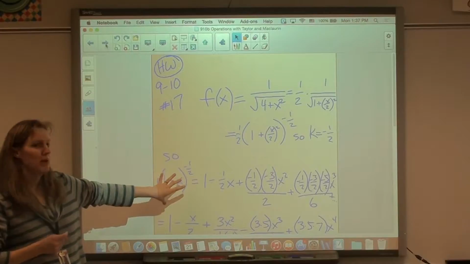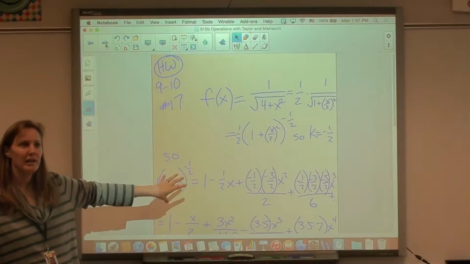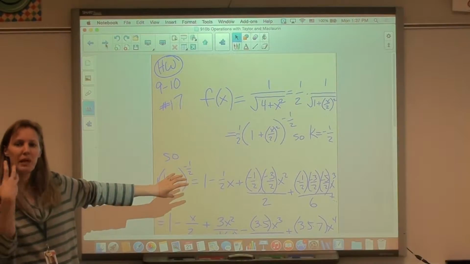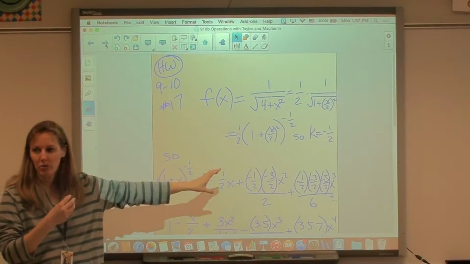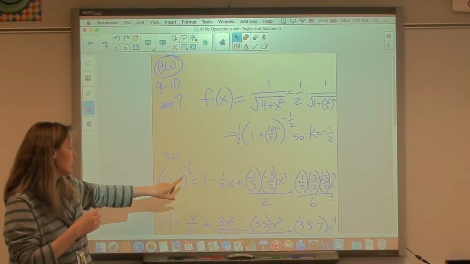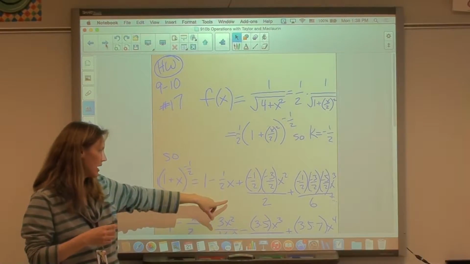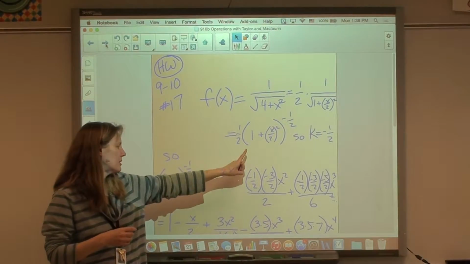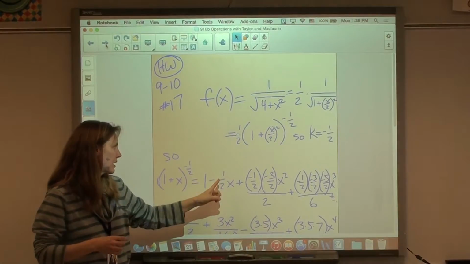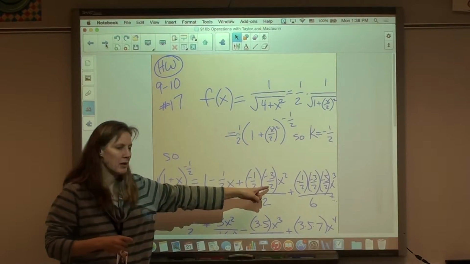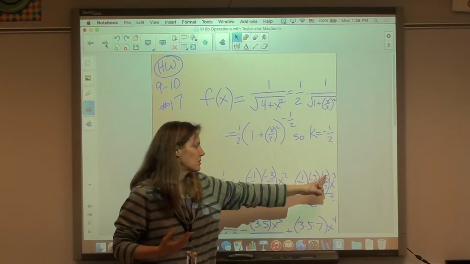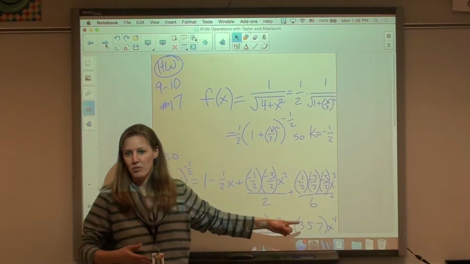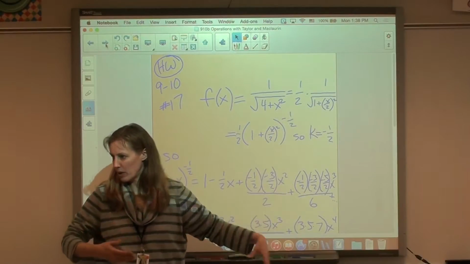I don't know if you guys remember, but on Friday, we developed this big series with k's for binomial expansion, and you end up with 1 plus kx plus, the k is negative, so k times k minus 1 x squared over 2 factorial, k times k minus 1 times k minus 2 x cubed over 3 factorial, and you keep subtracting ones from k.